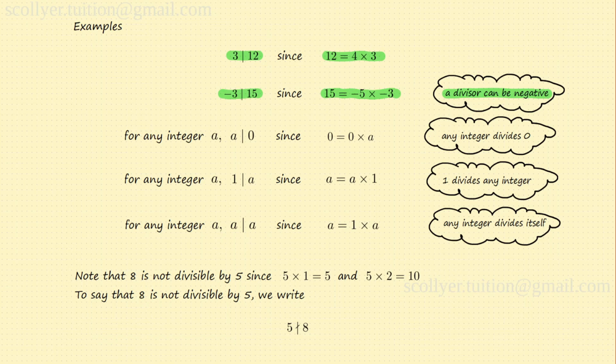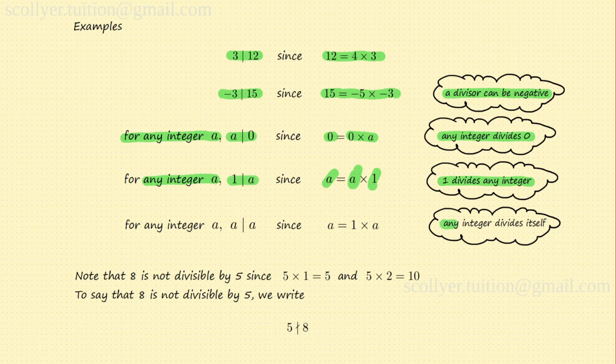Now we know that for any integer a, 0 times a is 0. And that tells us that a divides 0 for any integer a. Any integer a at all divides 0. Now we can also show that 1 divides any integer. That's because we can make any integer a by taking 1 and multiplying it by a. That is true for any integer a. So for any integer a, 1 divides a.